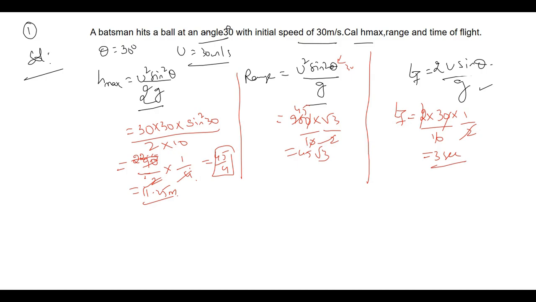What is sin 60? Here what do you put? Sin 2 theta. What is the sin 2 theta formula here? Sin 2 into 30. Sin 2 into 30 is sin 60. Sin 60 is root 3 by 2.